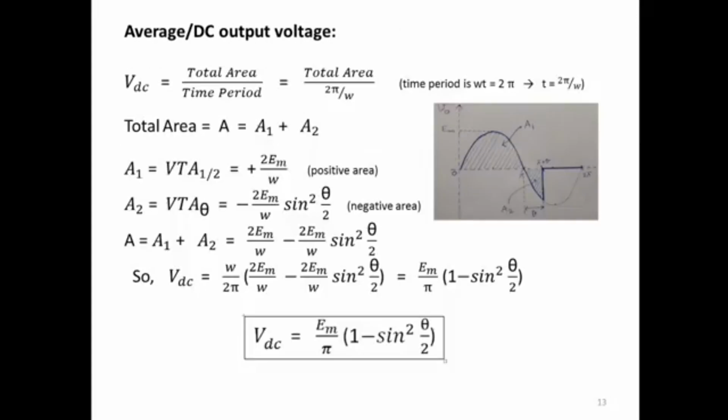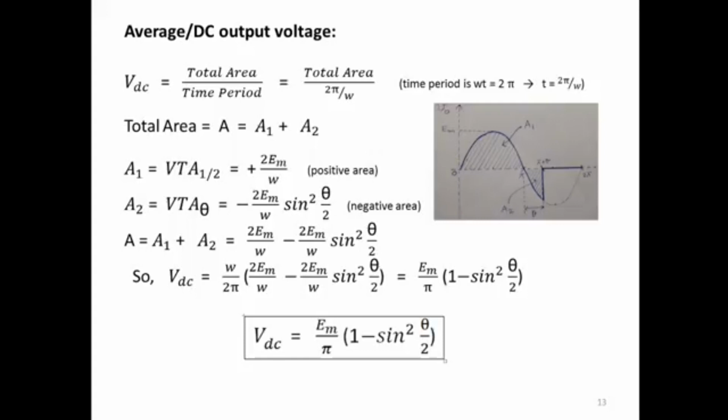Now the next important thing to be done is to find the average output voltage, or DC output voltage. Normally the DC voltage is calculated by dividing the area by the time period. Total area covered by the waveform of output voltage divided by its time period. Now its time period, as you can see in the figure, is basically the duration after which the cycle repeats itself. The new cycle will come after 360 degrees, after 2 pi. So its time period will be equal to 2 pi.